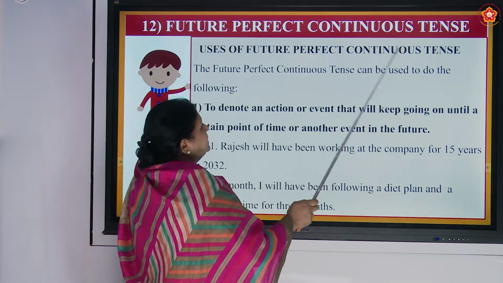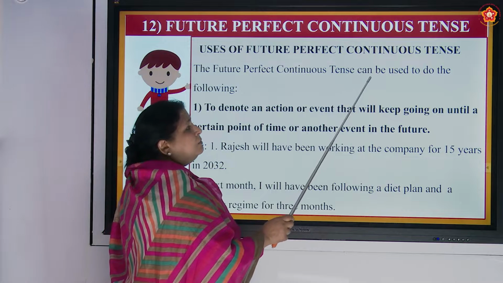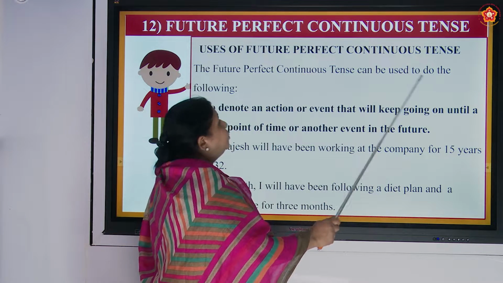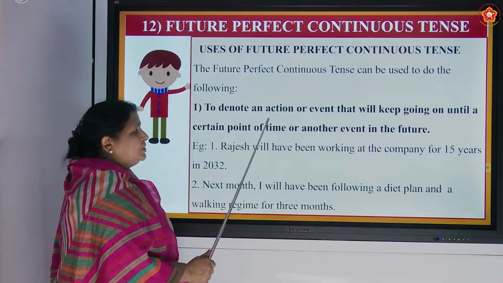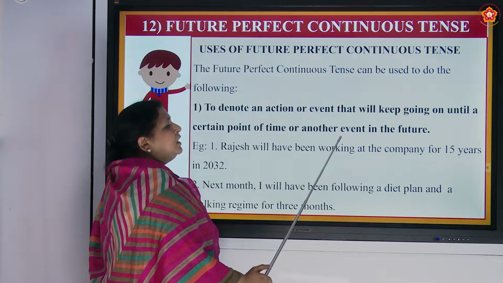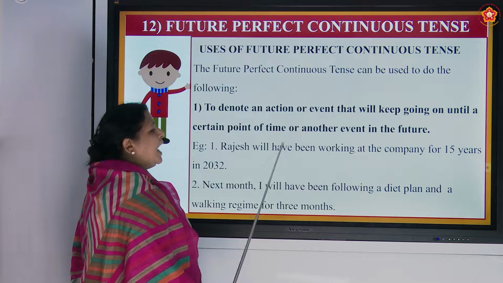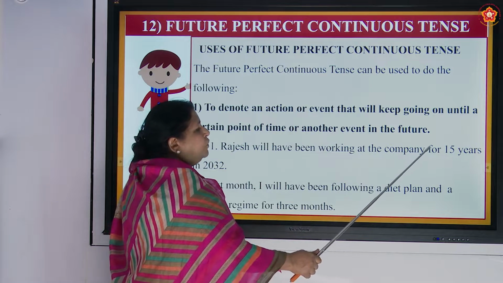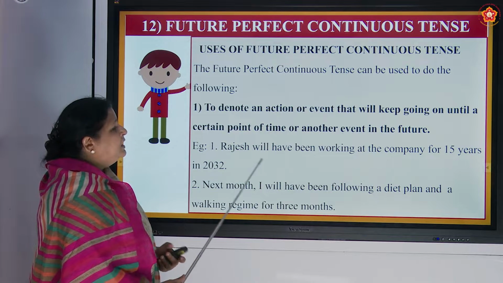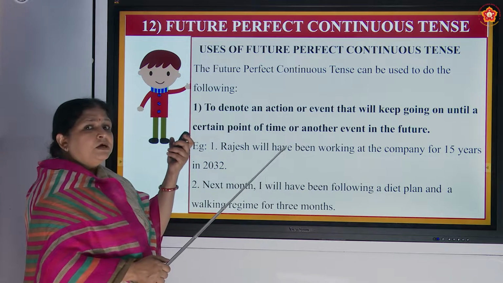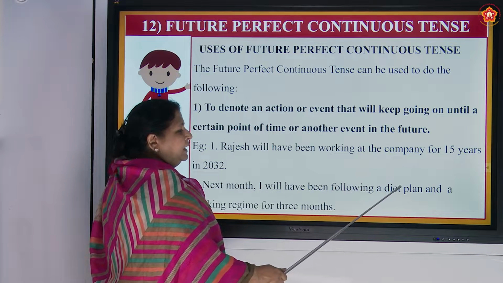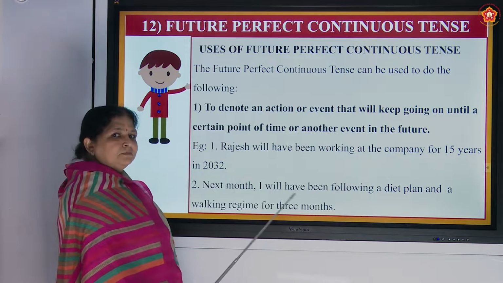Uses of future perfect continuous tense. The future perfect continuous tense can be used to do the following. The first one, to denote an action or event that will keep going on until a certain point of time or another event in the future. Example, Rajesh will have been working at the company for 15 years in 2032. Okay, 2032. Now we are in 2022. So we are saying that he will have been working for 15 years till then. Next month, I will have been following a diet plan and a walking regime for 3 months. Got it? Yes.